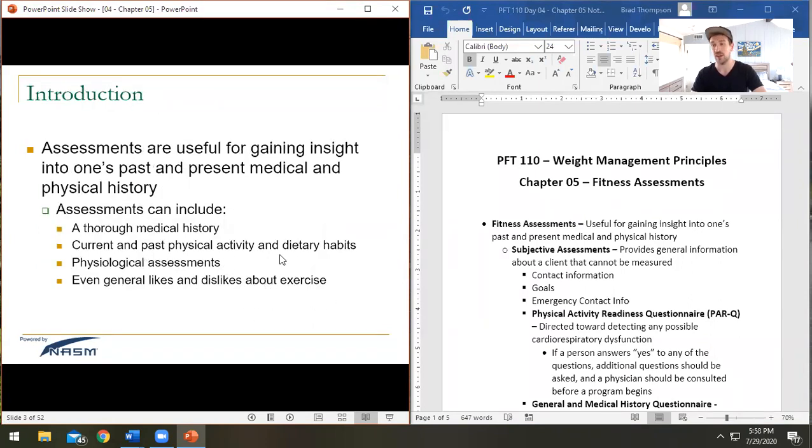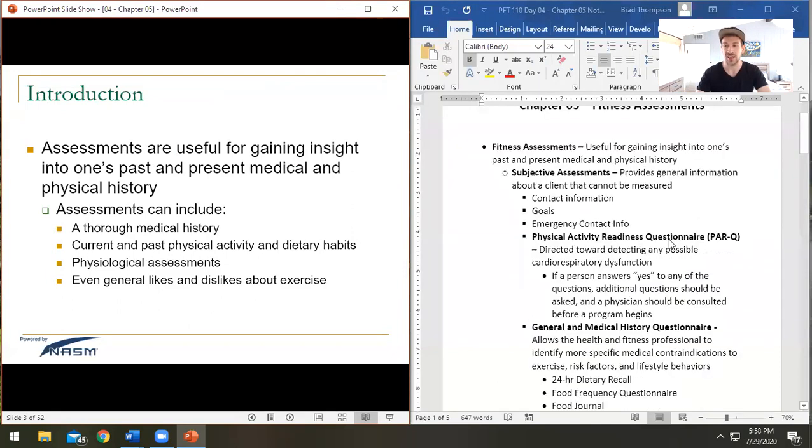We do fitness assessments literally for everything, you know? Assessments are such a key part of what it is to be a personal trainer. But the ones that we're looking at, particularly in this lesson, are related to weight loss goals. So we're not necessarily looking at performance ones. We're not necessarily looking at corrective exercise ones. We're just looking at things that will help us write a program that will burn the most calories, right? So assessments are super useful at gaining insight into a person's past and present medical and physical history, right?